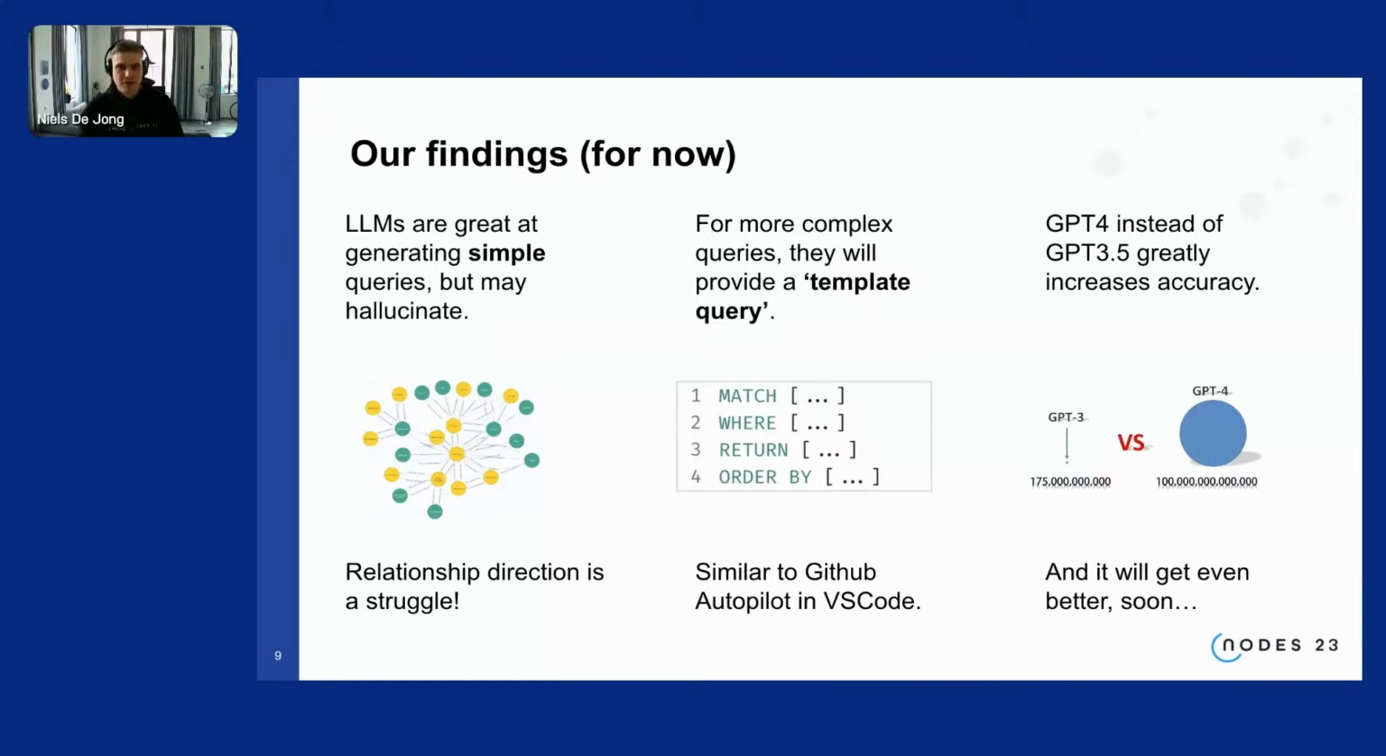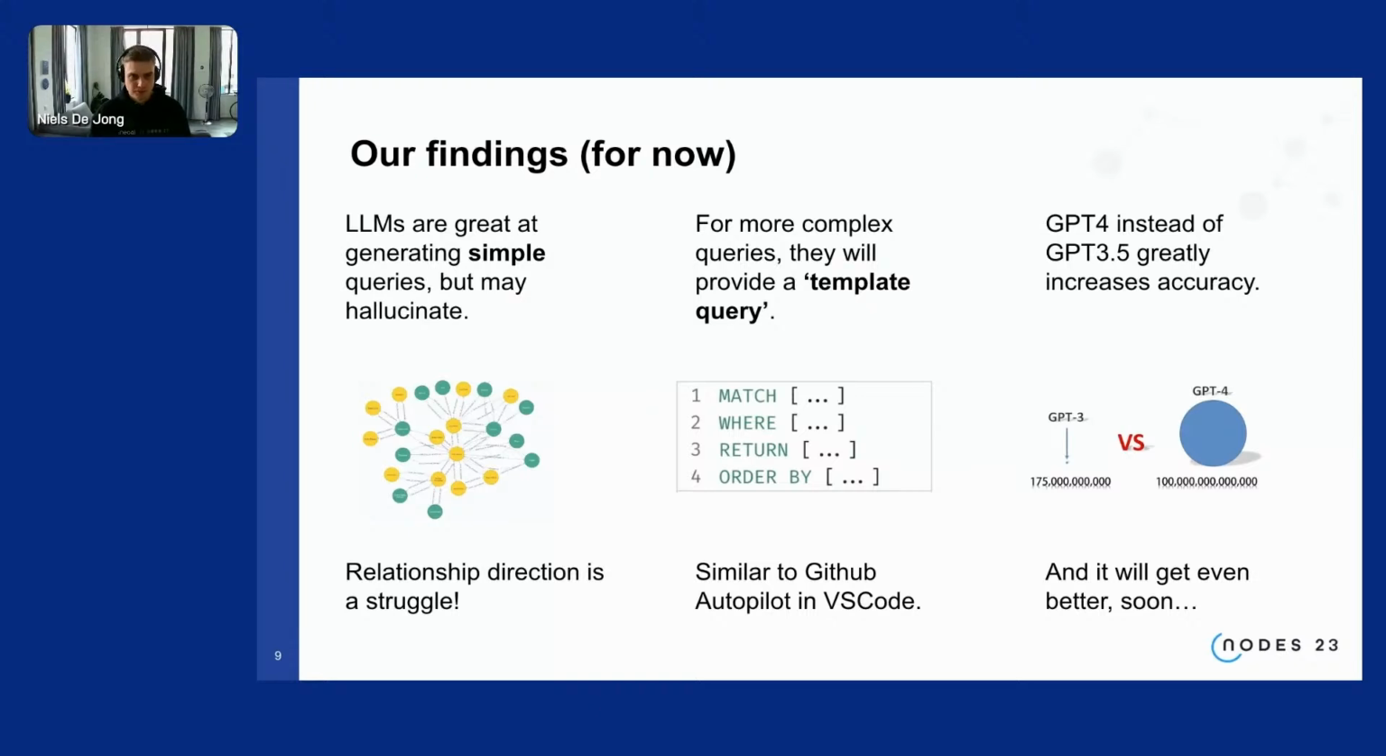For more complex queries, it often provides a template that you have to modify, right? So it's generating the layout of the query, but you might need to tweak a little bit on your own. And the final finding that we found was GPT-4, using more complex, stronger models, really increases the accuracy and the quality of the queries. And this will get even better soon as we will have especially fine-tuned models on Cypher generation, and that will hopefully boost the accuracy of these predictions.